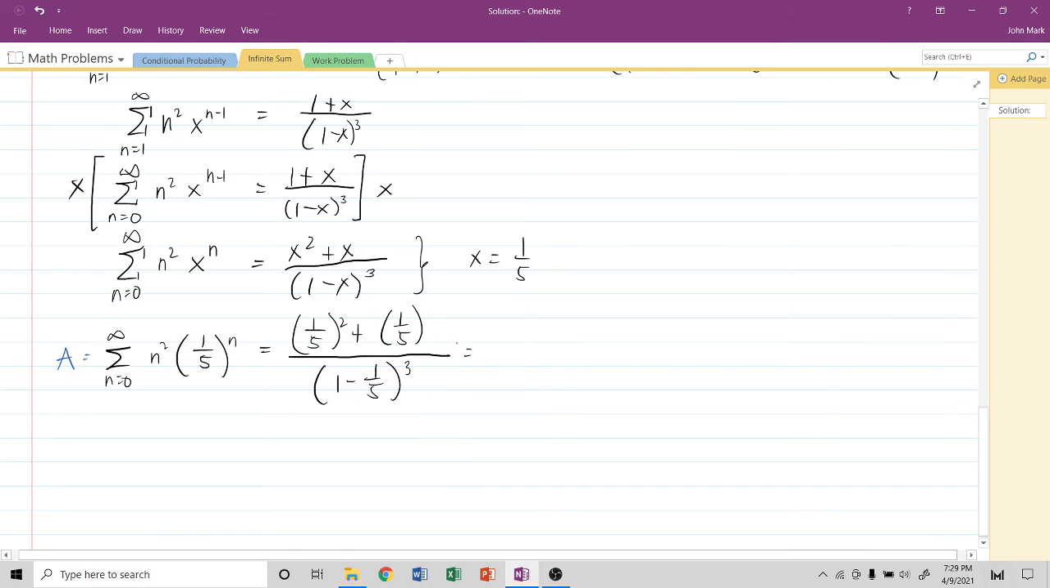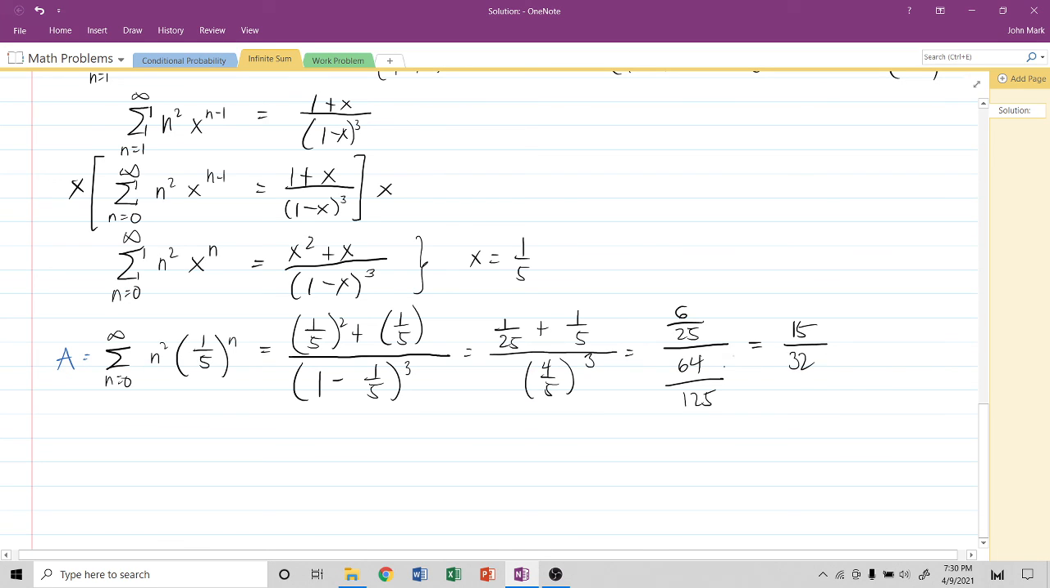Now evaluating or simplifying this, we have 1 over 5 squared, that's 1 over 25 plus 1 over 5, all over 1 minus 1 over 5, that's 4 over 5 quantity cube. So evaluating further, we have 6 over 25 all over 64 over 125. Now simplifying this, we have 15 over 32. So this is the value for A.